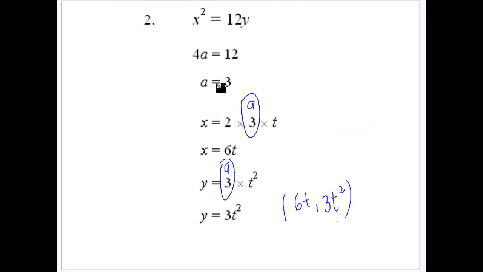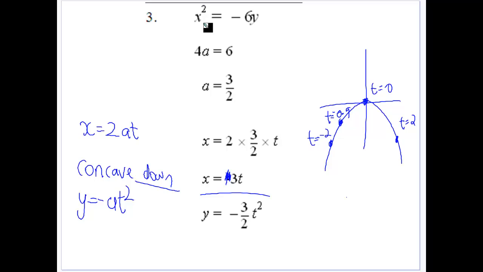So same thing here. Back to identifying what a is, substituting back into 2at and at squared, and then being able to get our two values and be able to put it as a coordinate. So we've got our parametric form. x squared equals minus 6y. So again, we're going to identify the value of a.